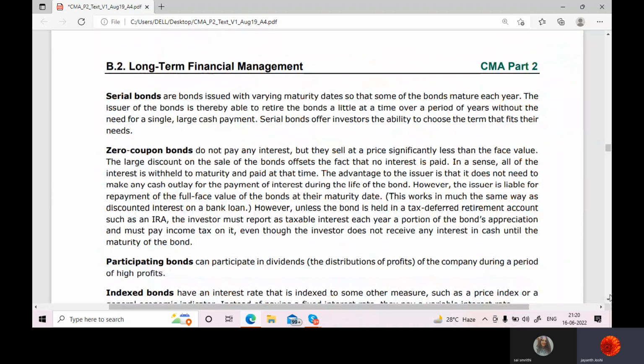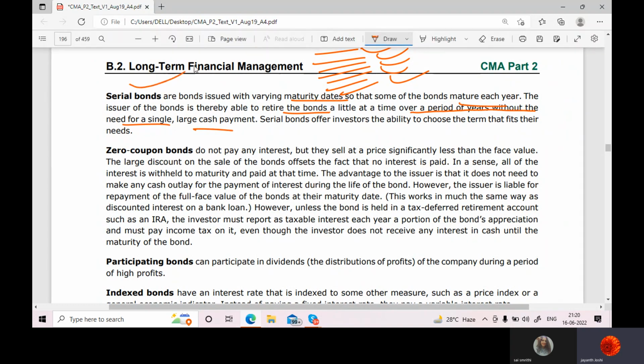Serial bonds are bonds issued with varying maturity dates, so that some of the bonds mature each year. So every year they mature, and those are called serial bonds. Serially they mature. And the issuer of the bonds is thereby able to retire the bonds a little at a time over a period of years without the need for a single large cash payment. So that is the benefit of serial bonds.